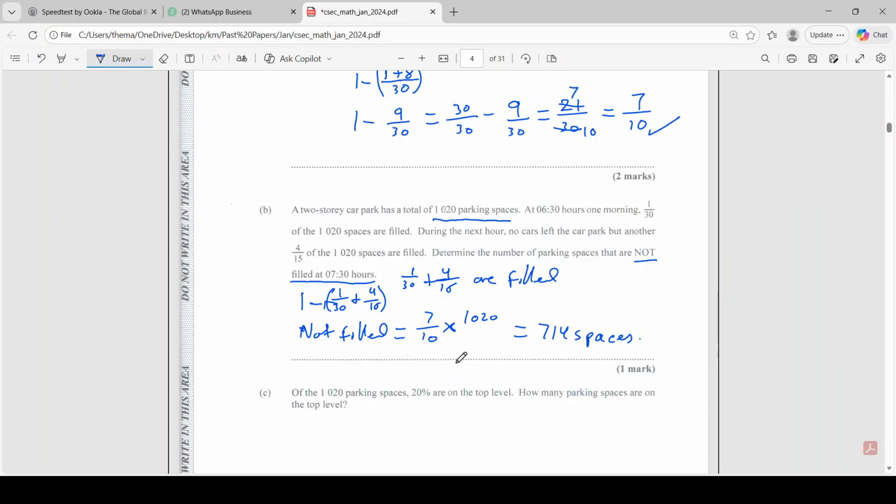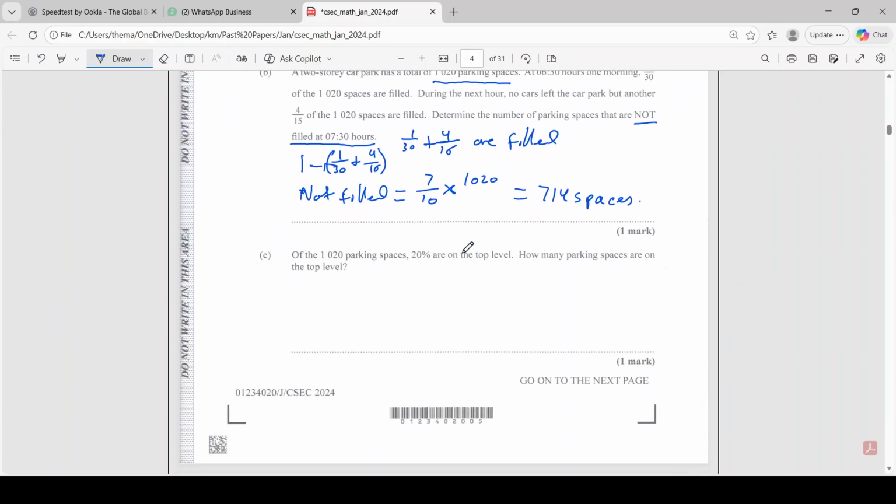The longer way to work this, there's another way. You find 1/30th of 1020, find 4/15 of 1020, and add those two numbers up. I think the answer was 34 plus 372, and that is how much is filled. Then we subtract that from 1020 and we get the same answer. It does matter, just longer.